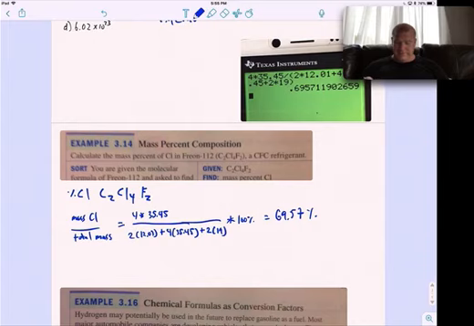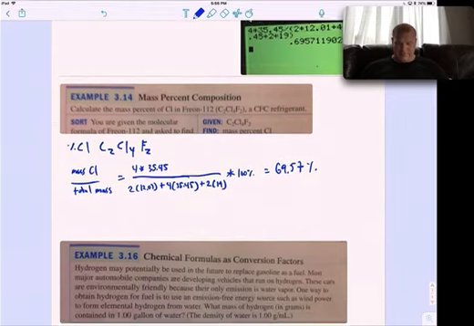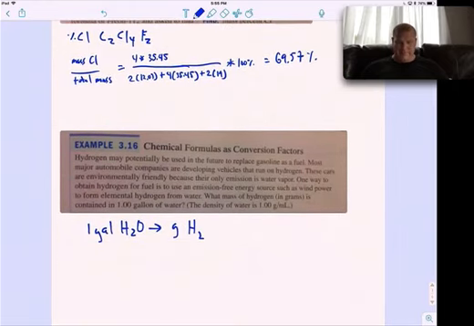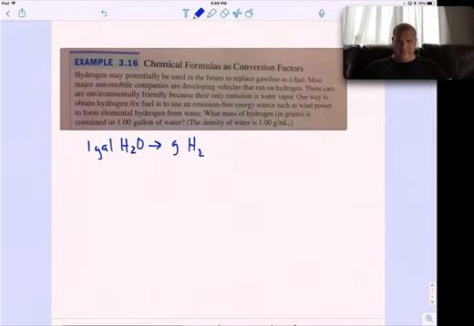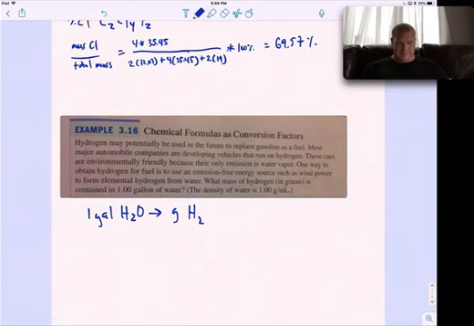Some things to note here on the dividing. If you notice, I put a parentheses here. That is because I needed to include this whole thing underneath the denominator. So it's important to put that parentheses in. Keep that in mind. Remember, computers are smart, but they're only as smart as what we put in. Again, the point of this is to learn what else we can tell from formula masses.